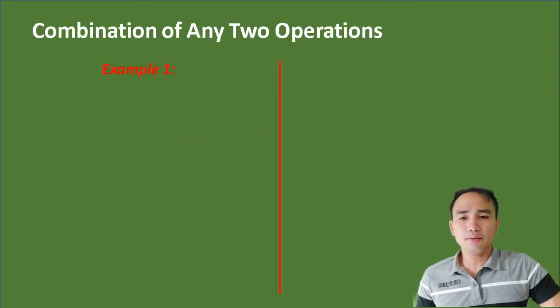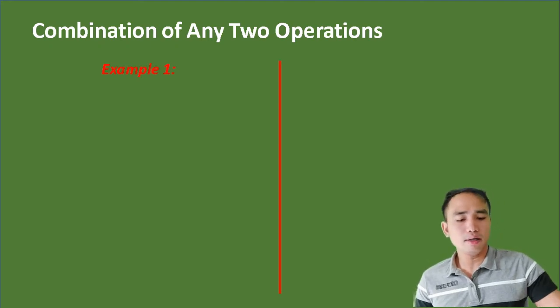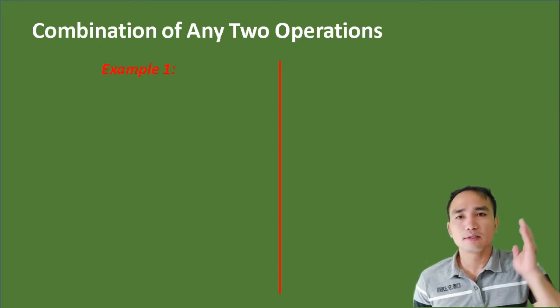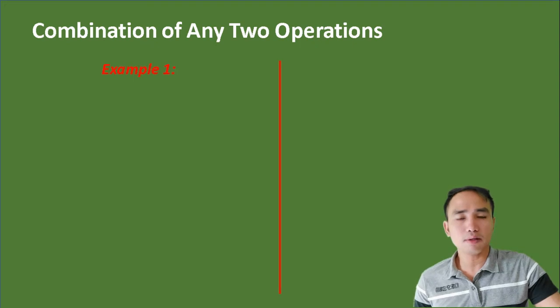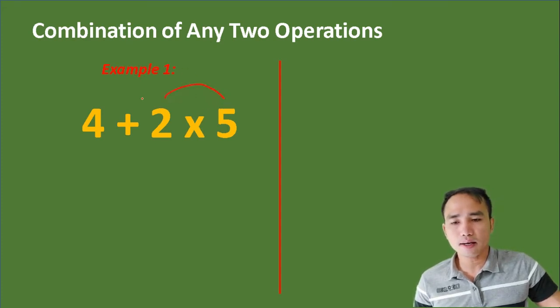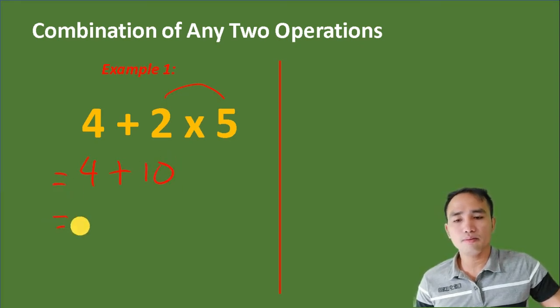What about if any 2 of the operations are involved? For example, addition and multiplication, subtraction and division. How about that? So let us take this example. Number 1, 4 plus 2 times 5. Okay, so we need to multiply first before adding the product. Therefore, 2 times 5 is 10. And then add 4, it is equal to 14.